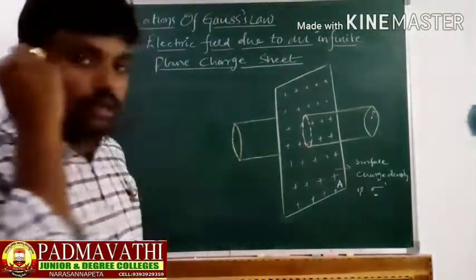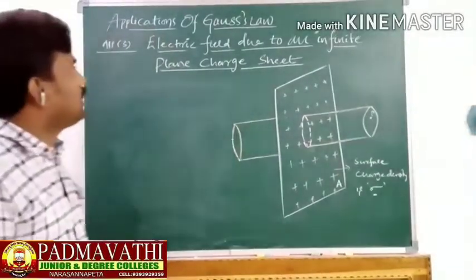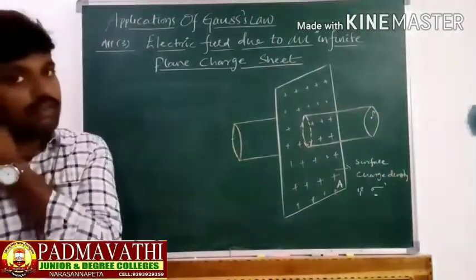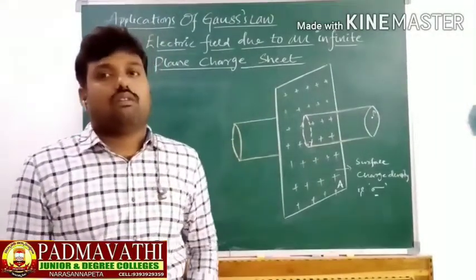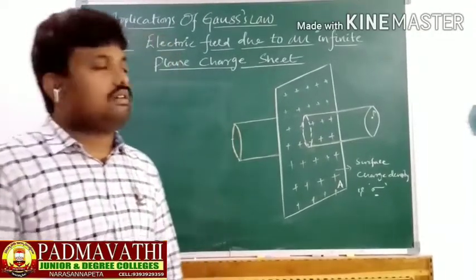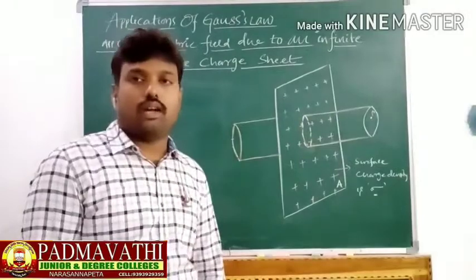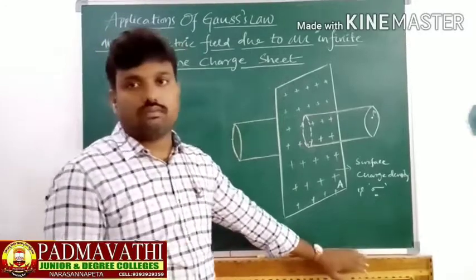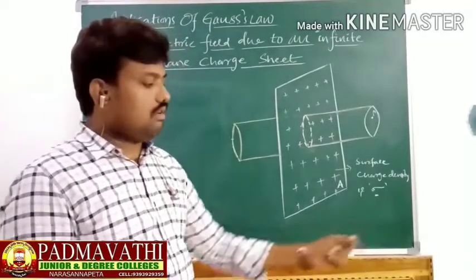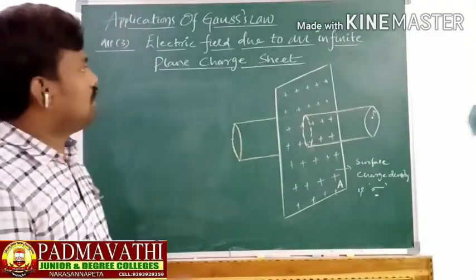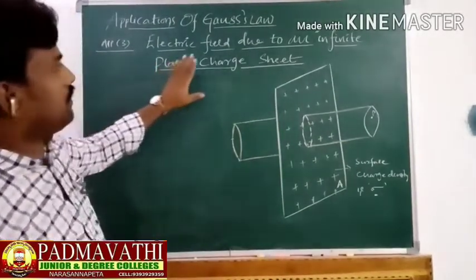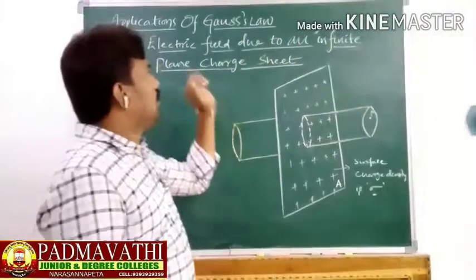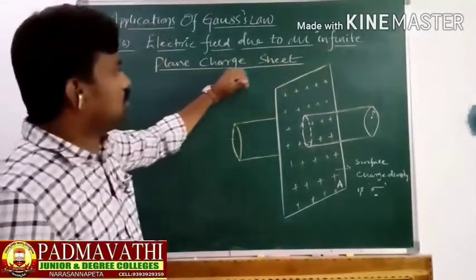Today we are going to discuss the remaining two applications of Gauss law. So the third application, yesterday we have gone through two applications. First one is electric field due to a point charge, and the second one is electric field due to a long straight wire which was uniformly charged. And the third application is electric field due to an infinite plane charge sheet.